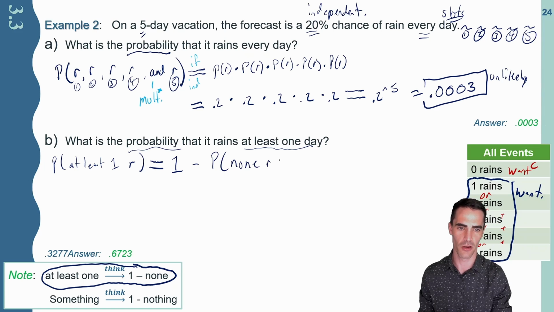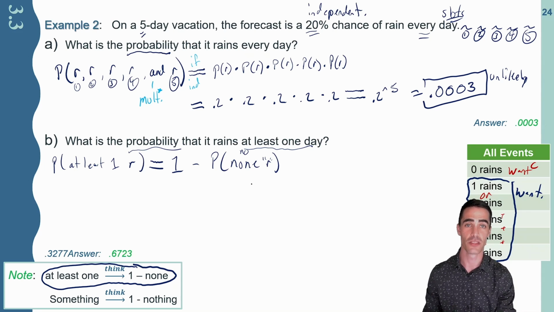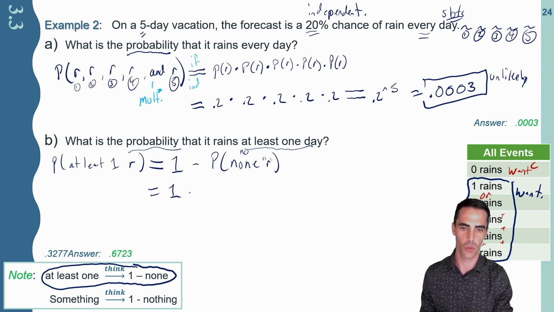1 minus none rain, right? The grammar doesn't fit, but 1 minus none, I'll stay true to it. No rain, or none. So this is the rule. Now let me figure out the probability that it doesn't rain at all. And here's how we'll break this up. Equals, all right, this says 1 minus.